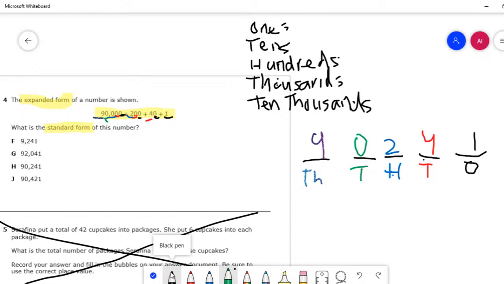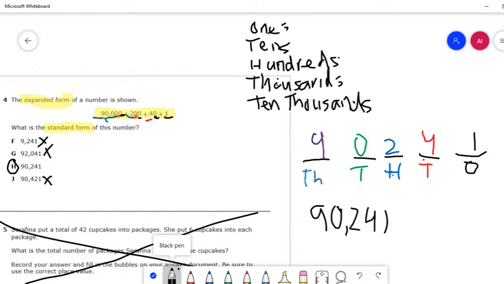So now we can go back and look at all of our answer choices and see which one works. We have a number written out on the right with all the place values, and it is 90241. We can put our comma here, and we can read that as 90,241. So we know that it's not 9,241. It's not 92,041. It's not 90,421. But it's 90,241.